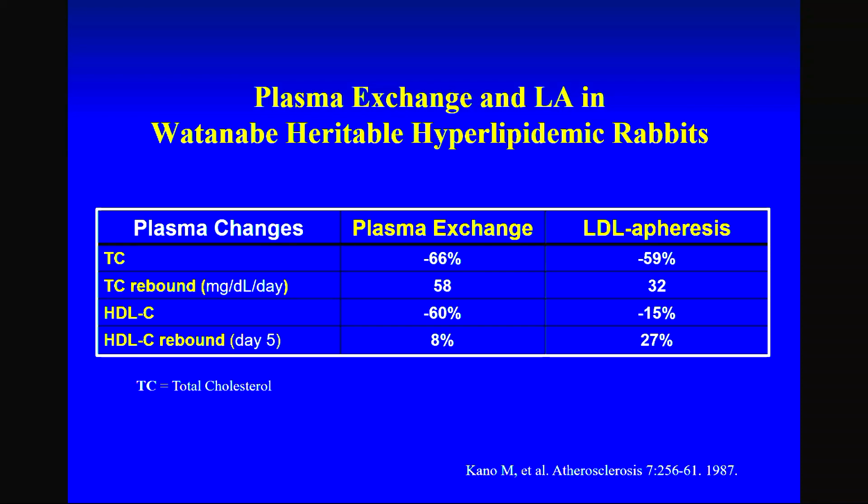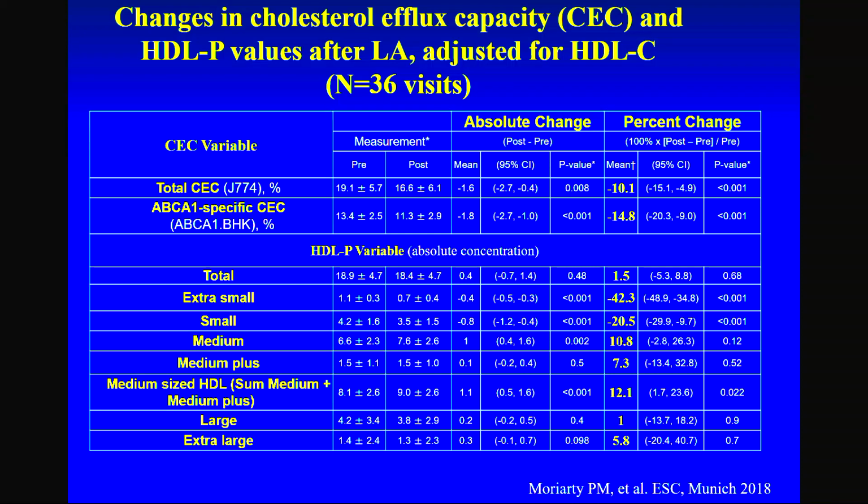And look at the rebound of LDL and total cholesterol with plasma exchange compared to apheresis. Look at the rebound of HDL with plasma exchange. It's minus 60%, and the rebound's only 8% after 5 days, where it's 15% for apheresis. So the HDL does go down modestly. I'll talk about that in a minute, but it goes up quickly.